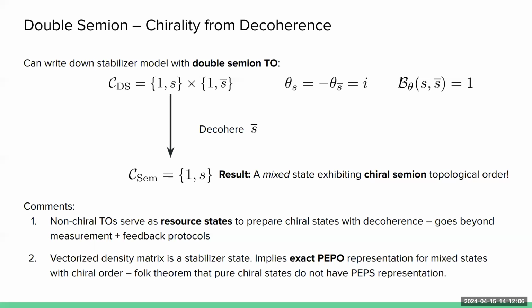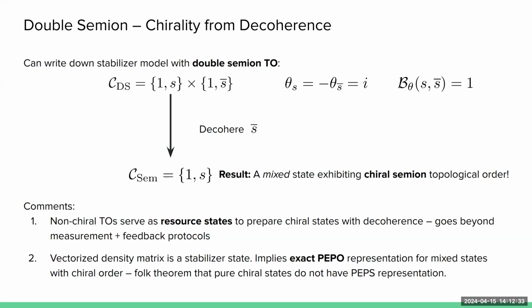What this tells us is that there should correspond some exact projected entangled pair operator description for these mixed states, which is surprising for people familiar with this tensor network literature, and that it's generally expected that pure chiral states do not have a PEPS representation. So this suggests that we can capture chiral theories in the context of tensor networks for density matrices.